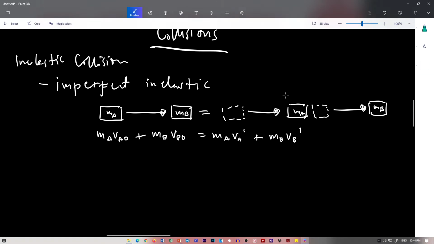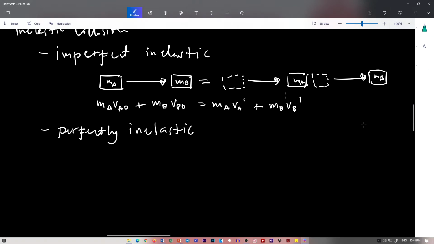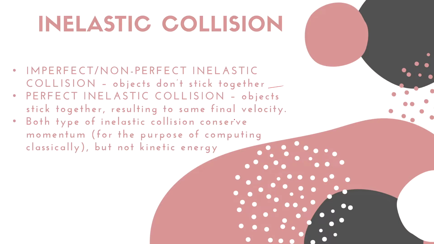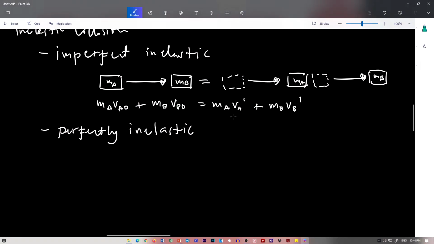So how about perfectly inelastic? Sorry. So we have perfectly inelastic. Remember, this is still under inelastic collision. So what that means is objects will stick together, resulting in the same final velocity. So let's have the same example as above. So m sub a colliding with m sub b.